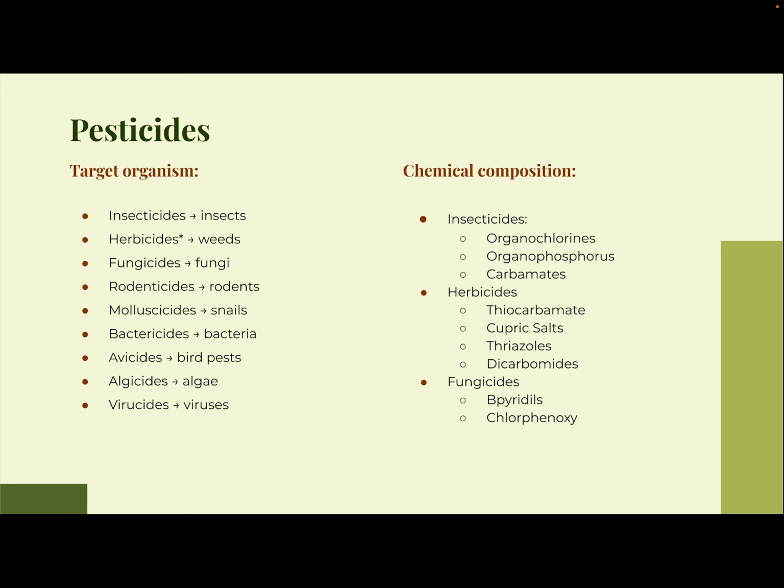Fungicides will obviously work to control fungal problems like molds or mildew. Rodenticides kill rodents like mice and rats, and so on. So they can also be classified based on their chemical composition. Organochlorines, organophosphorus, and carbamates are three groups used as insecticides, and we are going to focus mainly on those.